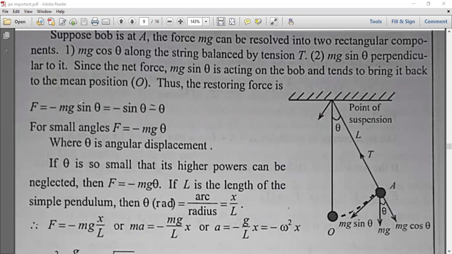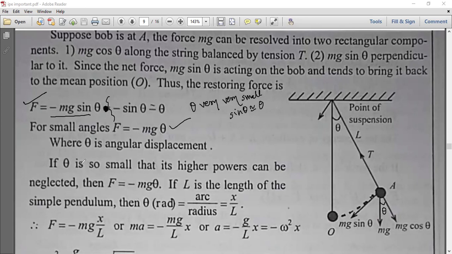So restoring force F is equal to minus mg sin theta. The minus sign indicates it is always opposite, it is always trying to bring it back. Now if theta is very small, then sin theta is nearly equal to theta, and therefore F is equal to minus mg theta.